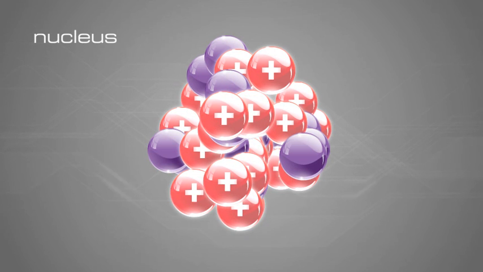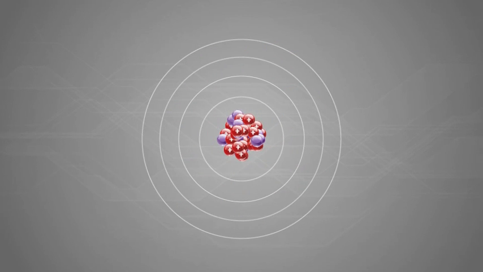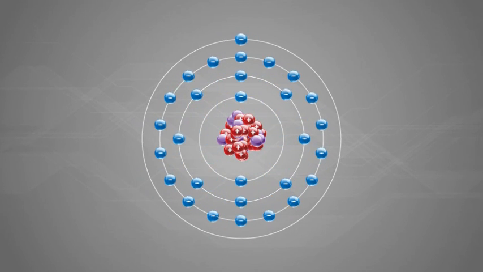The protons each carry a positive electrical charge. The neutrons are as heavy as the protons but carry no charge. This means that overall, the nucleus is positively charged, and orbiting around it are negatively charged particles called electrons.